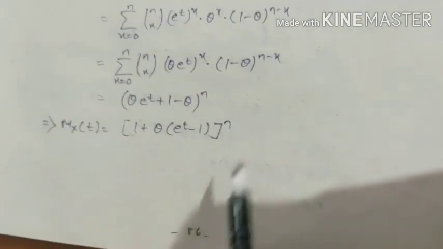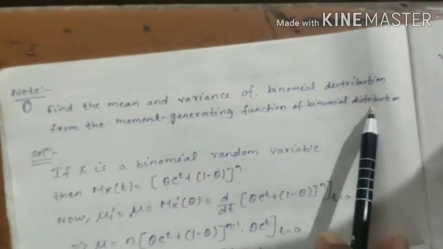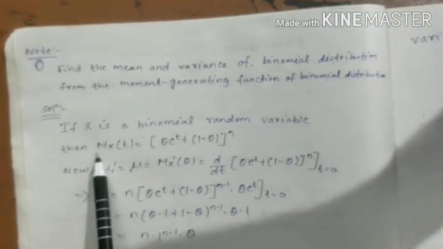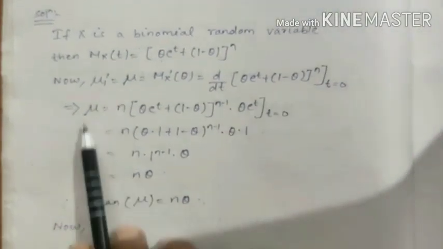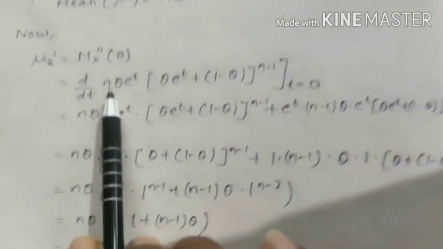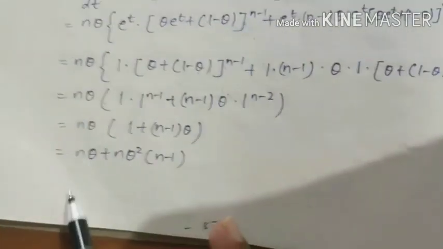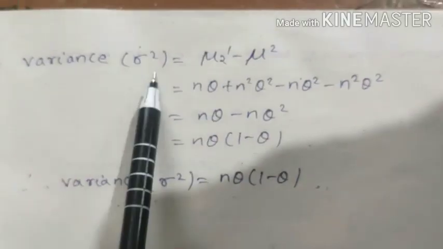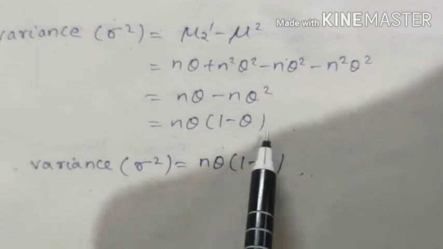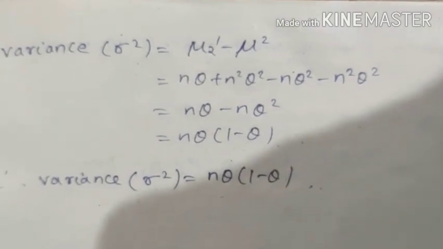Of a binomial distribution, how can you find out the mean and variance? First you take M X of t, and mu1 dash is equal to d by dt of it, and that is called mu, and so mu is equal to n theta. So mean is equal to n theta. Similarly, mu2 dash means the second derivative of M X of t. After that, the result is n theta plus n theta square into n. Sigma square is equal to mu2 dash minus mu square, and after that the result is n theta into 1 minus theta, and hence the result.